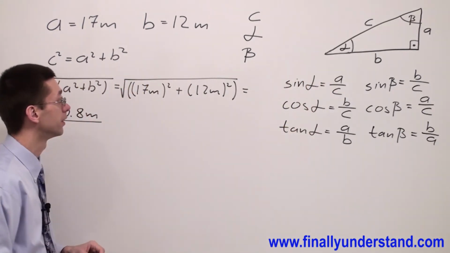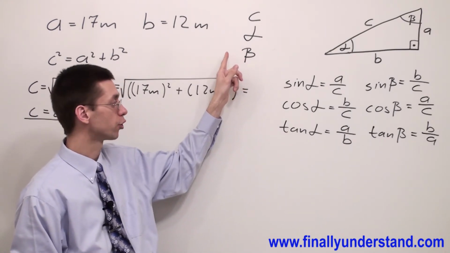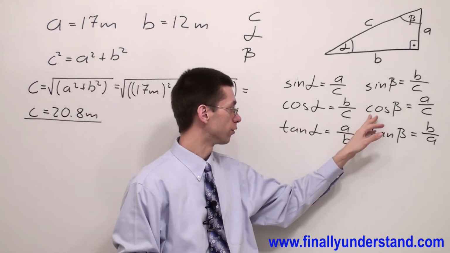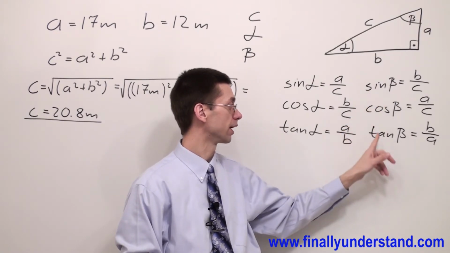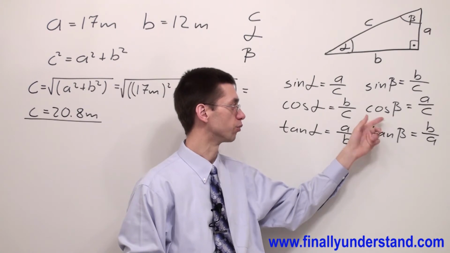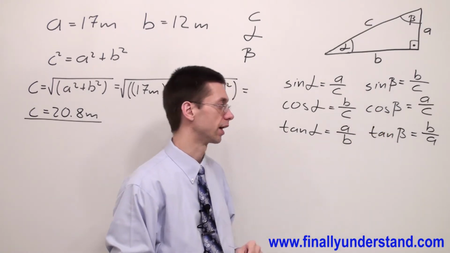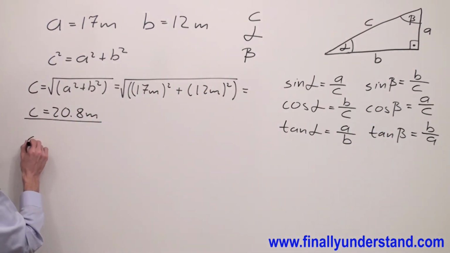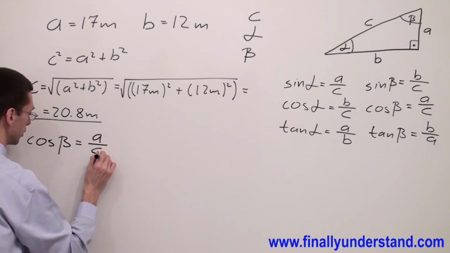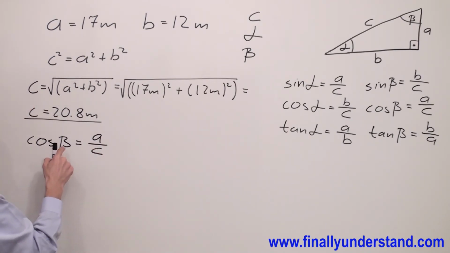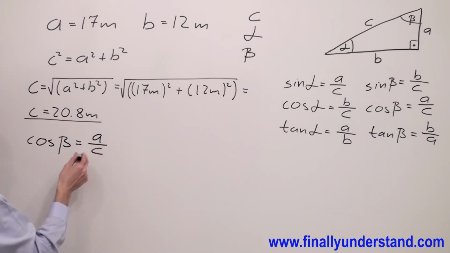Next, we're supposed to find the angles. This time, I'm going to find angle beta first, and I'm going to use the formula for cosine beta. Of course, I can use the formula for sine and tangent, but because, let's say, I want to practice calculations with the trigonometric functions, I'm going to use cosine beta this time. So I have cosine beta is equal to A over C. In order to find angle beta, I'm supposed to find the inverse cosine of A over C.